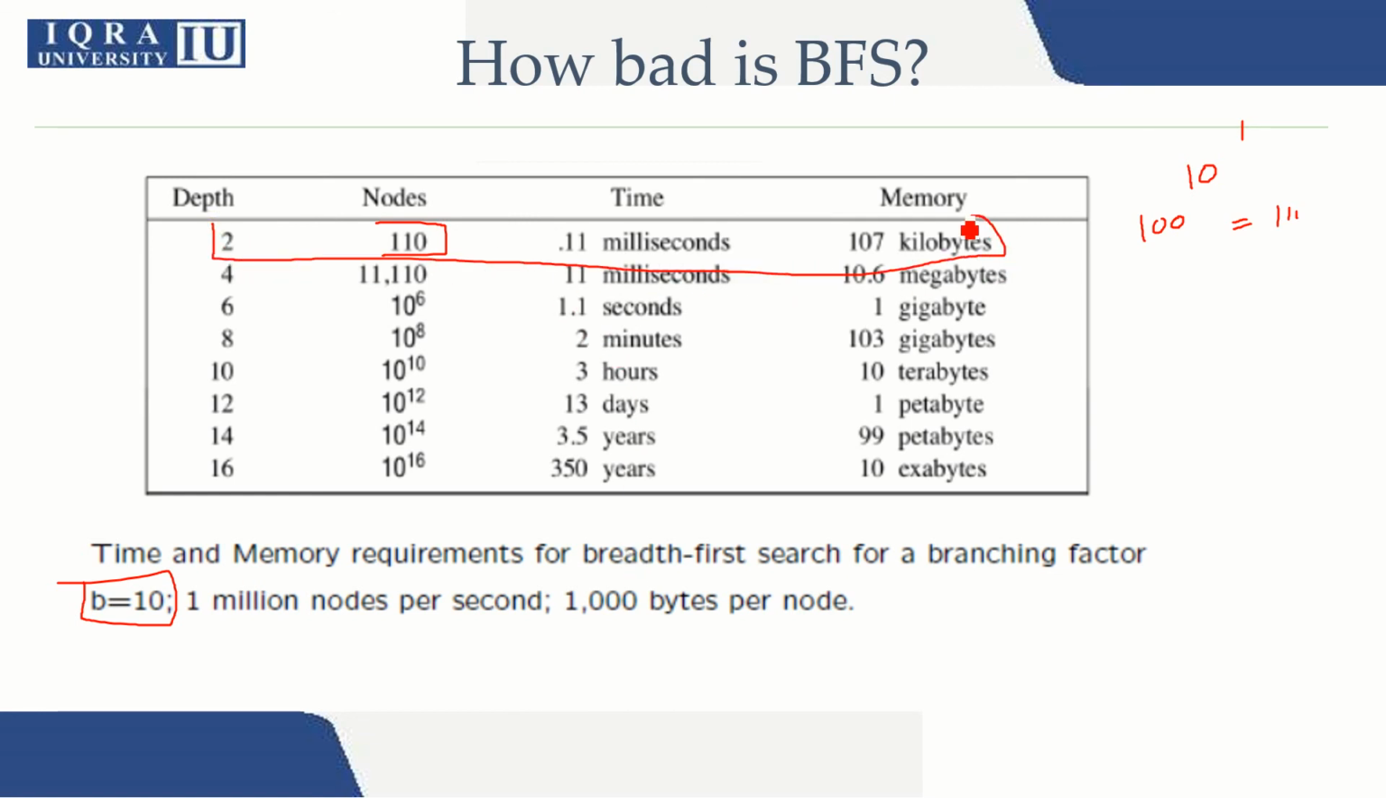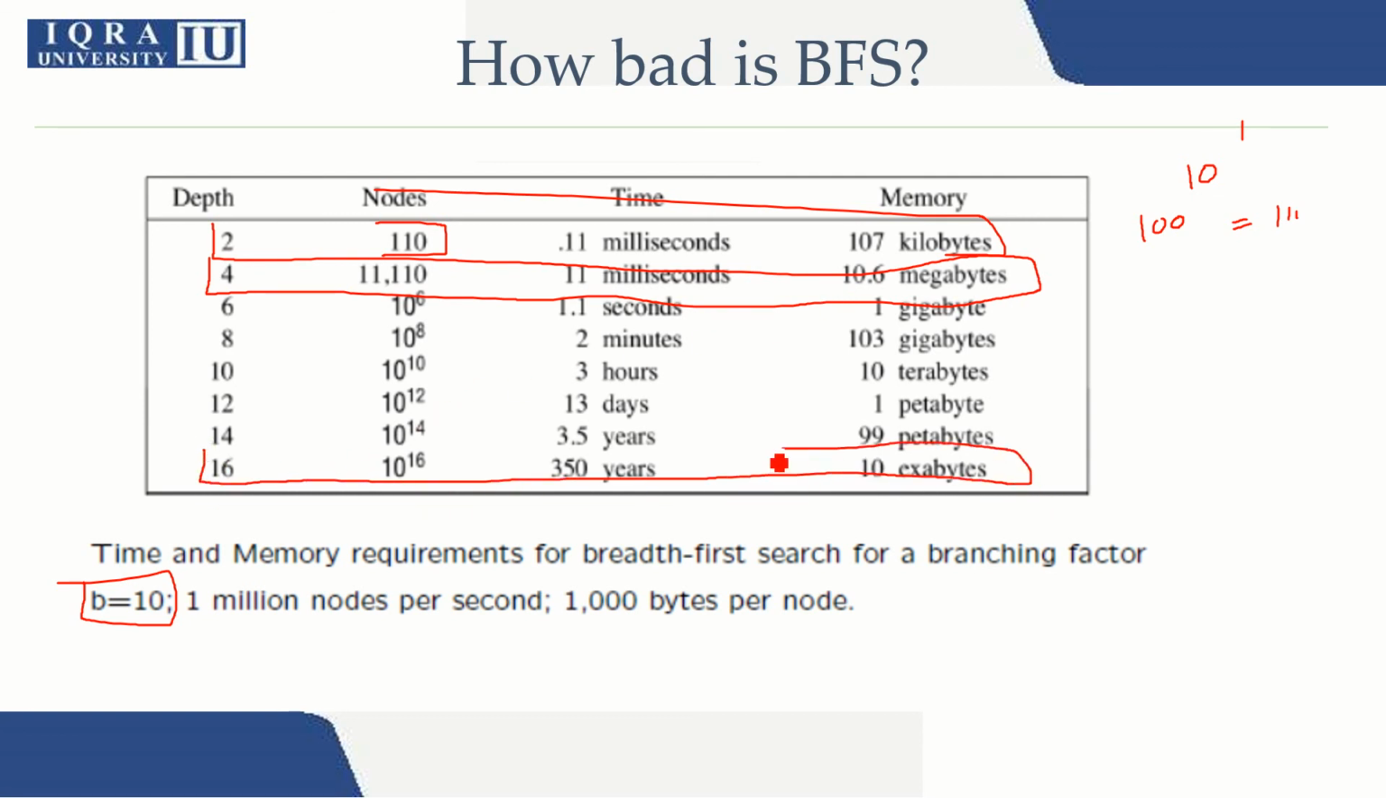यू कैन सी जनाब कि अगर डेप्थ 4 हो जाती है तो ये डबल नहीं हो रही बल्कि एक्सपोनेंशियली बढ़ती है, 10.6 मेगाबाइट्स. और अगर डेप्थ 16 हो जाती है विद द सेम कॉन्फ़िगरेशन जनाब, it will have 10 to the 10 exabytes. ठीक है, तो 1000 गीगाबाइट्स 1 टेराबाइट, 1000 टेराबाइट्स 1 पेटाबाइट, 1000 पेटाबाइट्स 1 एक्साबाइट. And it will take about 350 years to find a solution to this problem. Only if the solution depth is 16, it's a very small depth.